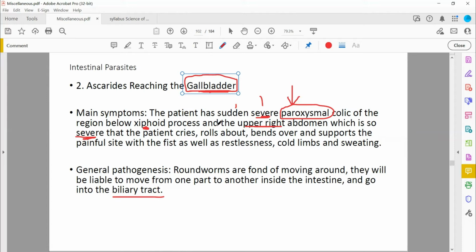But for this situation, this patient will not come to see you. They will go directly to the emergency room, if this is so severe.